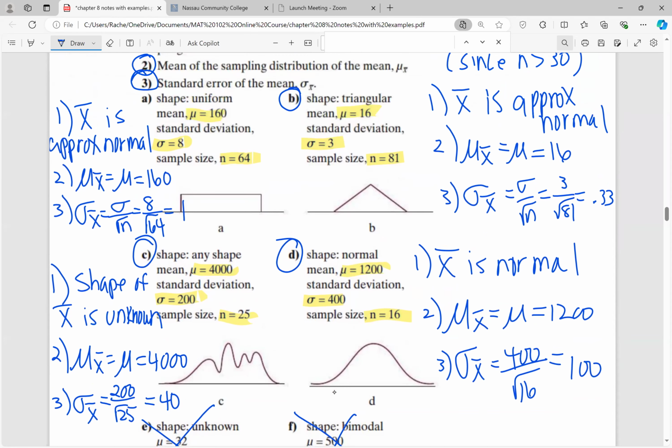So in the next lesson, we'll continue doing examples similar to this one, where we have to identify the shape of the sampling distribution of the mean and the standard error.